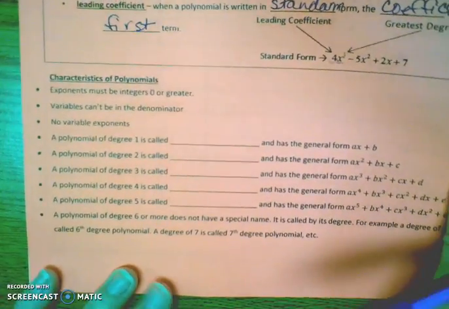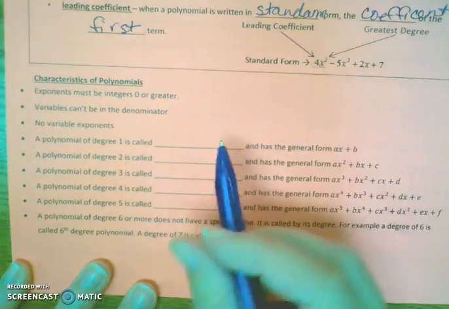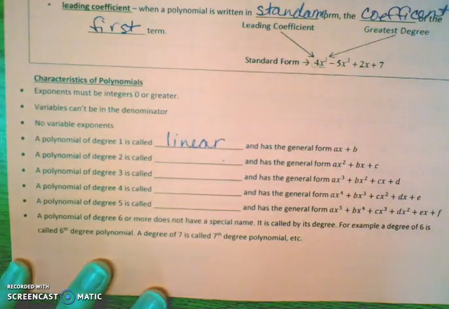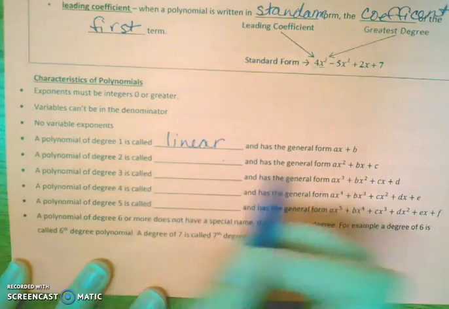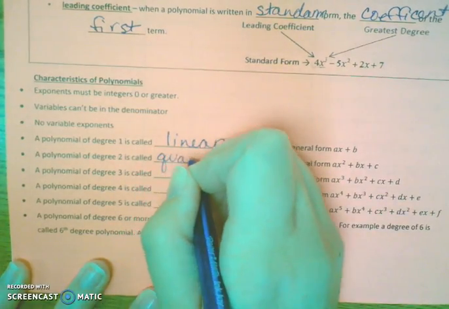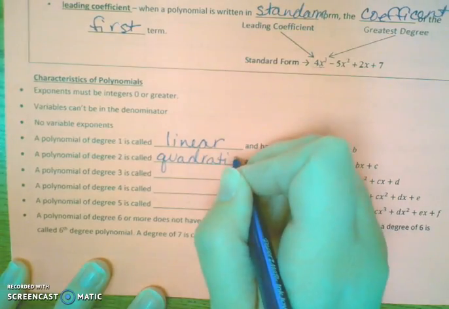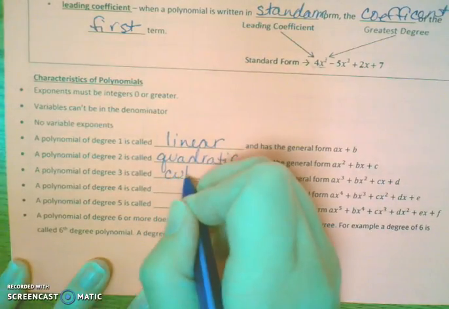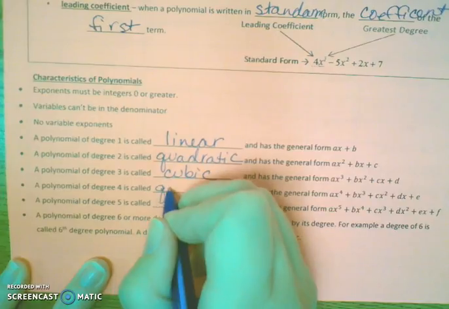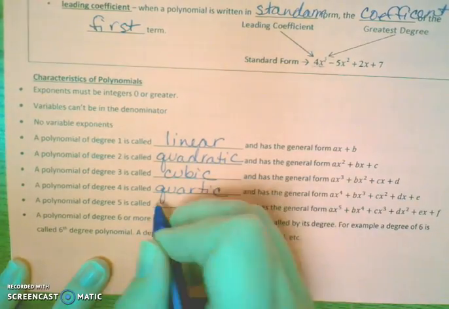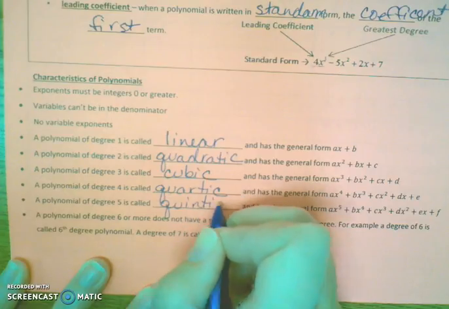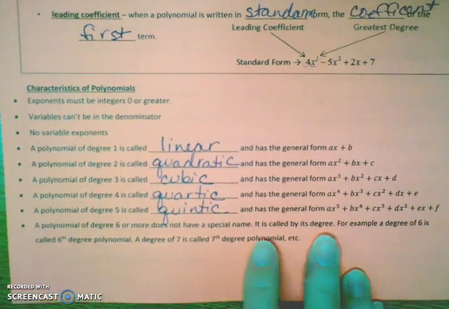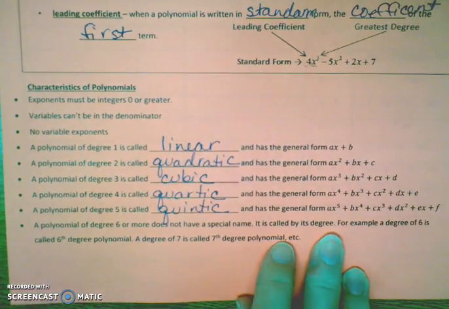Okay, let's take a look down here. So these are some special names. A polynomial of degree 1 is called linear, and you guys studied those a lot last year. A polynomial of degree 2, if it's got an x squared, is called quadratic, and we are becoming more familiar with those this year. A polynomial of degree 3 looks like that, and is cubic. Degree 4 is called quartic, and degree 5 is called quintic, and then anything more than that doesn't really have a special name. If it's 6th degree, it's just called 6th degree or whatever.